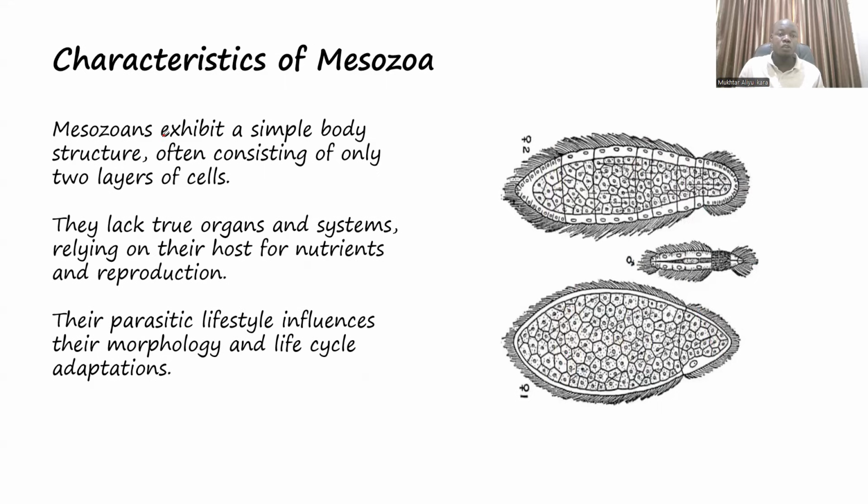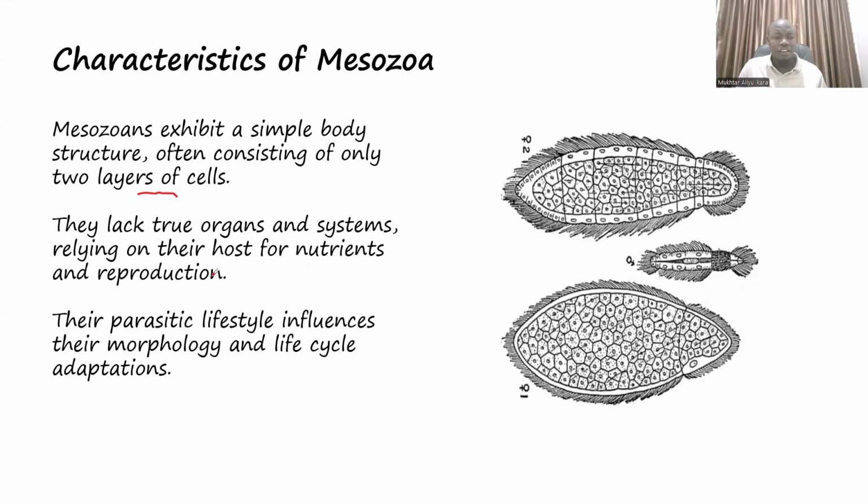Then characteristics of Mesozoa. Mesozoans exhibit a simple body structure, often consisting of only two layers of cells. So they contain only two layers of cells, and they lack true organs and systems, relying on their host for nutrients and reproduction. They are like obligate parasites. They lack the organs and systems to generate nutrients and for their reproduction, so they only depend on their host's nutrients for their development as well as reproduction.